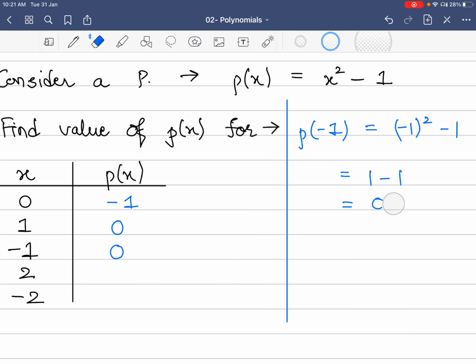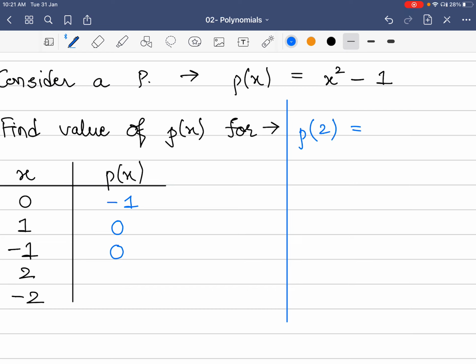Now let's go for P of 2. So P of 2 is equal to, wherever there's x, we substitute 2. So that is equal to 2 square minus 1. What is 2 square? That is 4 minus 1. That is equal to 3. So this has come out to be 3.